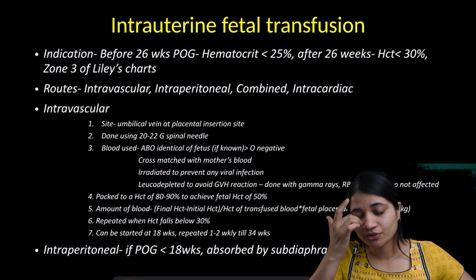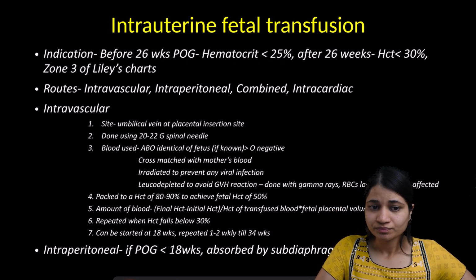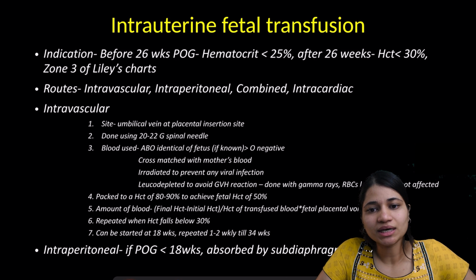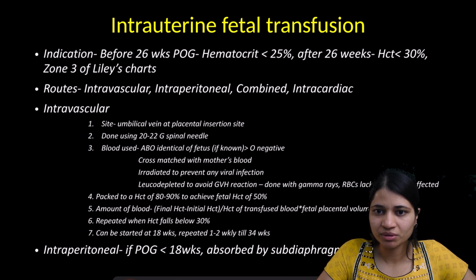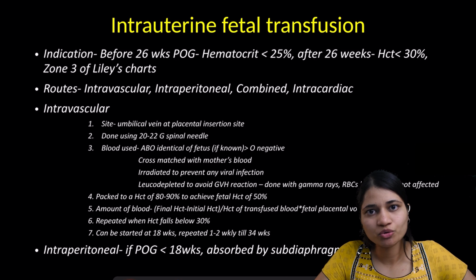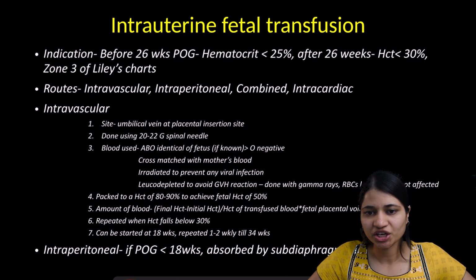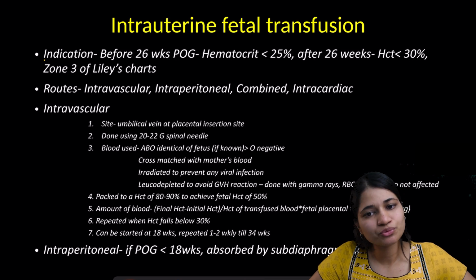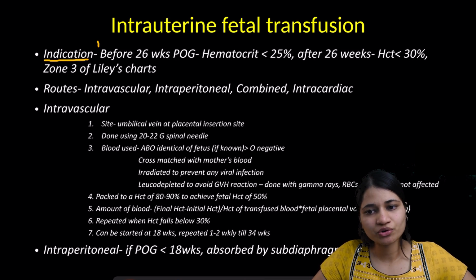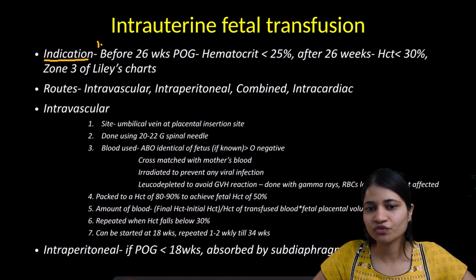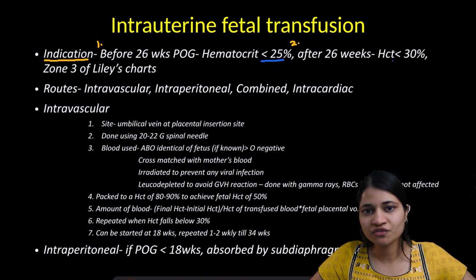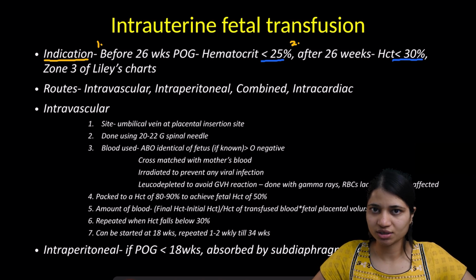Now let's discuss intrauterine fetal transfusion. So whenever the fetus develops anemia, we need to give the baby blood to manage this anemia to prevent the development of hydrops. So what is the indication of intrauterine fetal transfusion? There are 3 indications. If the pregnancy is less than 26 weeks period of gestation, hematocrit of less than 25% is the indicator. After 26 weeks, hematocrit of less than 30%. And the third indication is if the HB falls in zone 3 of Lilly's charts.